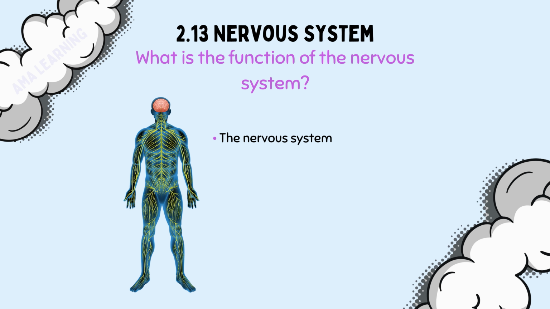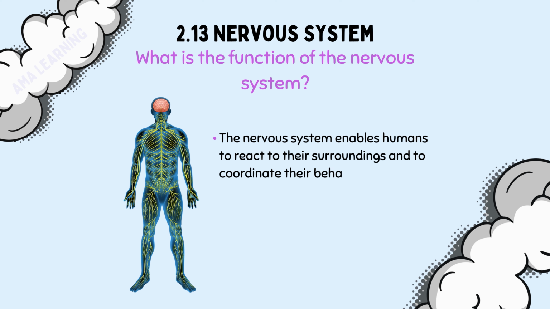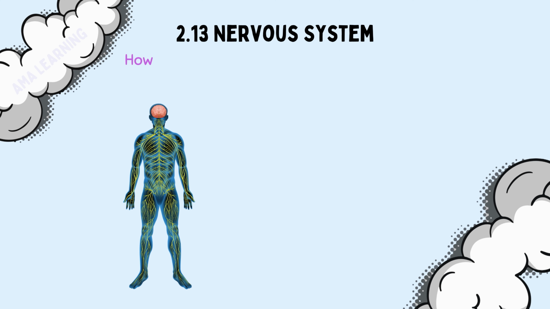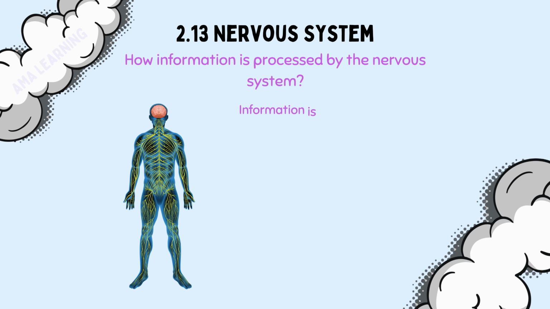The nervous system enables humans to react to their surroundings and to coordinate their behavior. The structures of the nervous system lead to fast, short-lasting responses to a stimulus. It is important to know how information is processed by the nervous system. It is important you know the following keywords, understanding how information is passed.